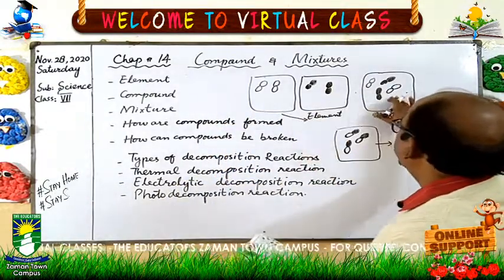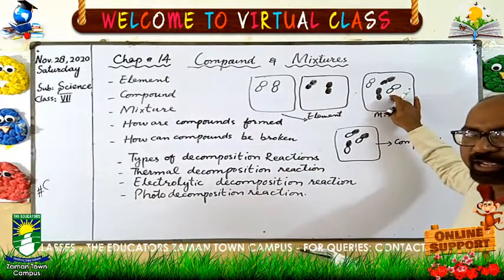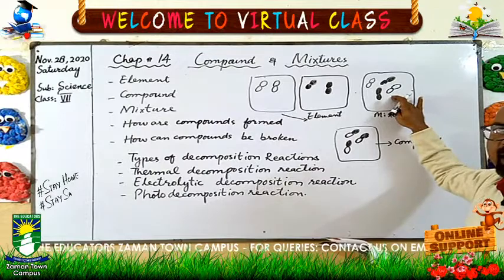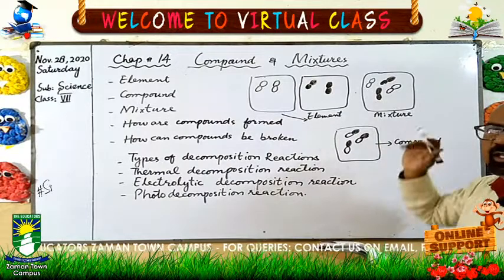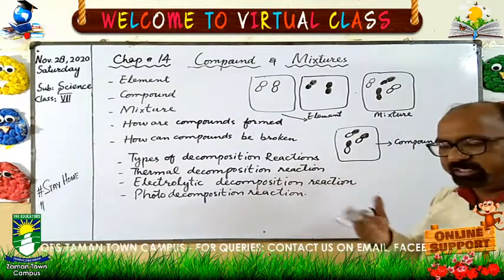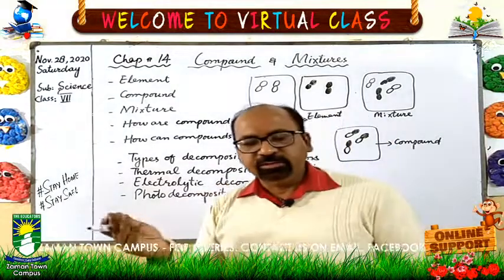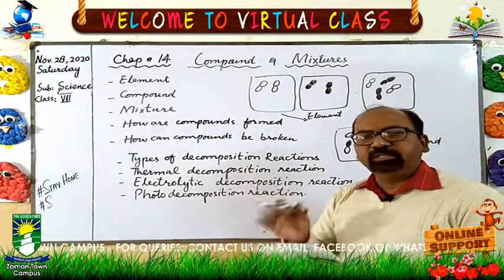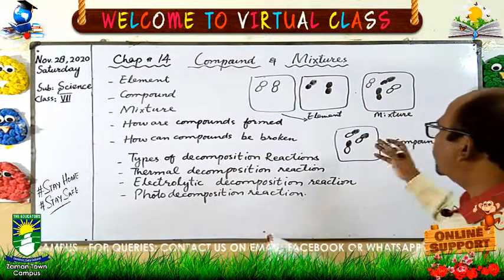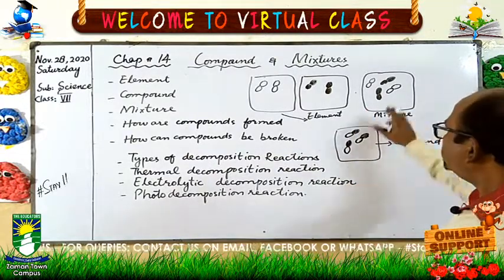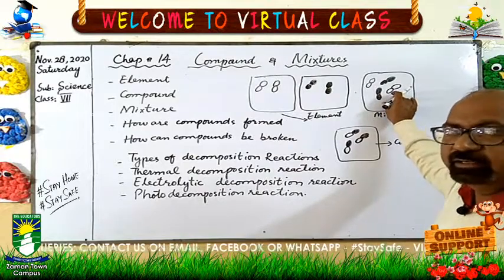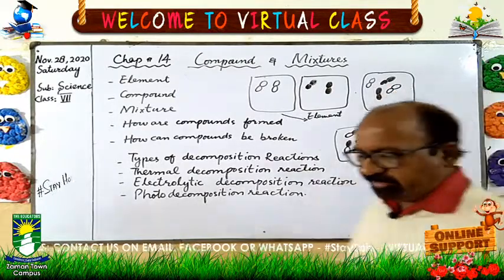When they are going to join, they create bonds between them. Bonds are of two types, ionic bond and covalent bond, and these ionic and covalent bonds we will definitely read about in higher classes or maybe in other chapters. So they are bound together. The bond is created between them.